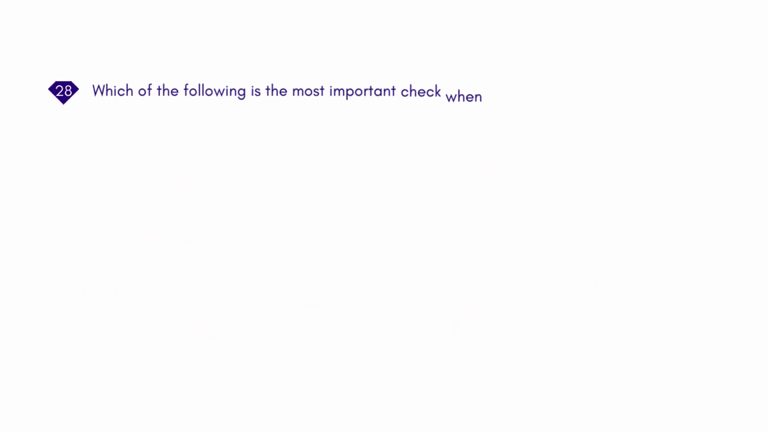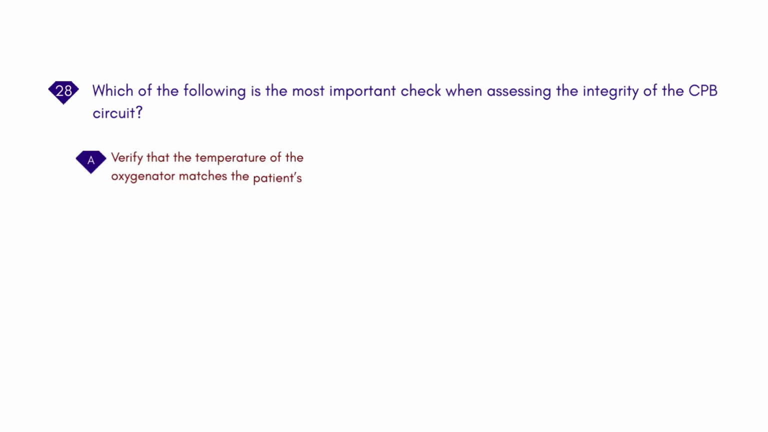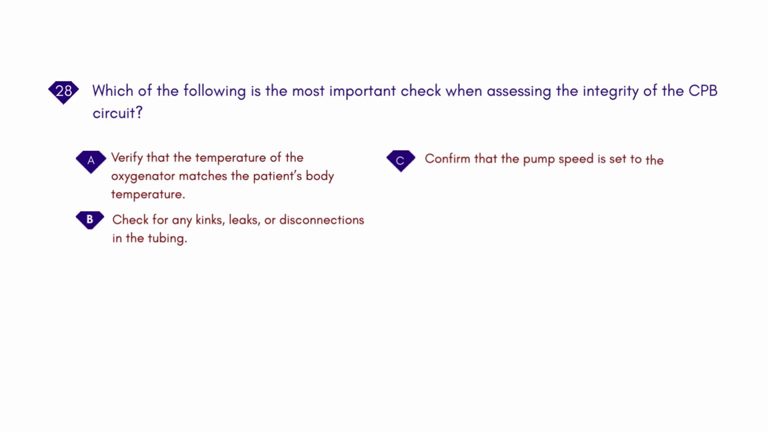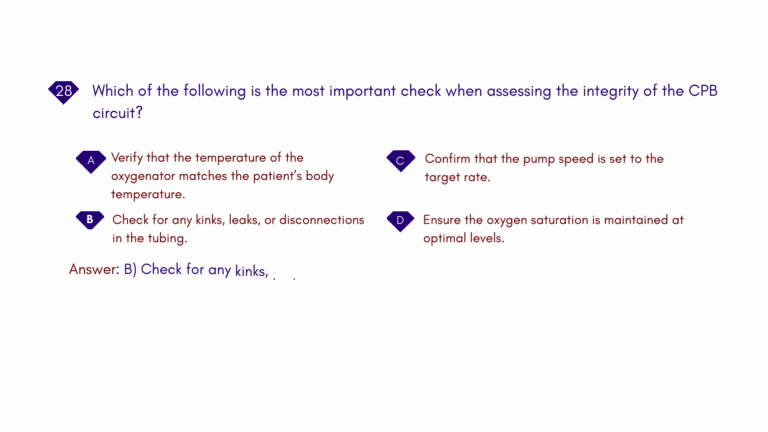Which of the following is the most important check when assessing the integrity of the CPB circuit? A. Verify that the temperature of the oxygenator matches the patient's body temperature. B. Check for any kinks, leaks, or disconnections in the tubing. C. Confirm that the pump speed is set to the target rate. D. Ensure the oxygen saturation is maintained at optimal levels. Answer: B. Check for any kinks, leaks, or disconnections in the tubing.